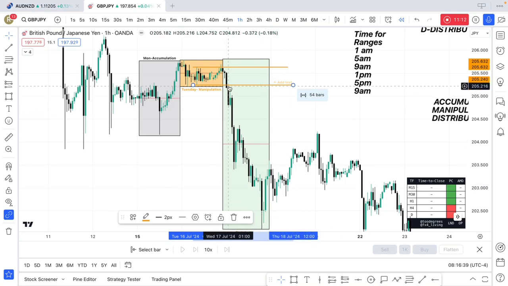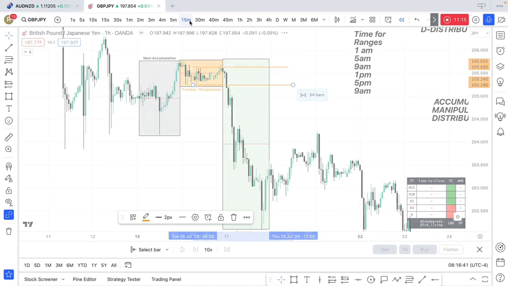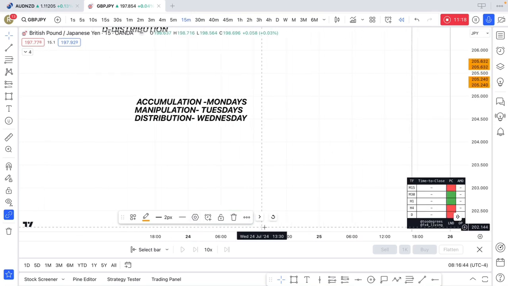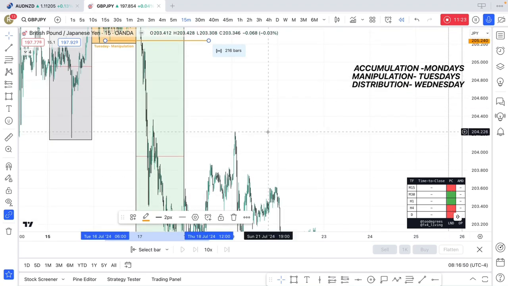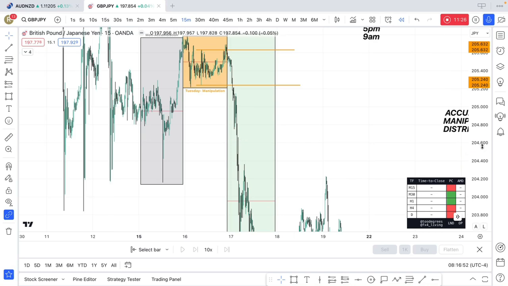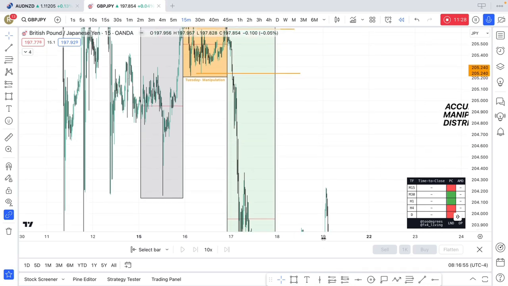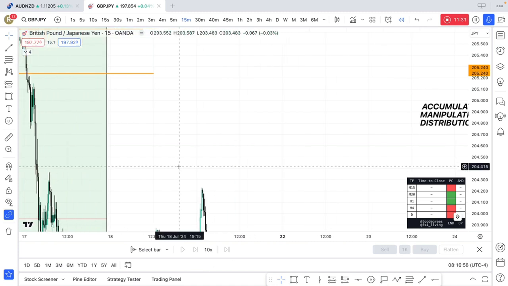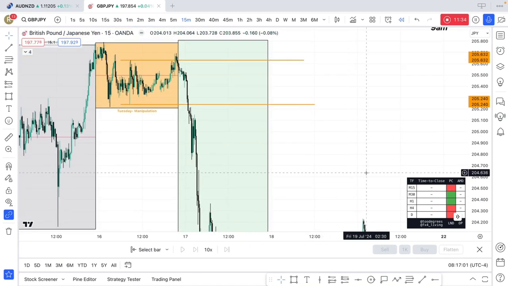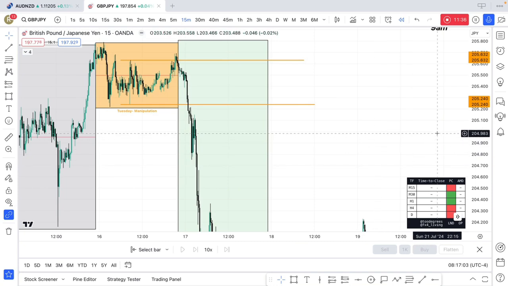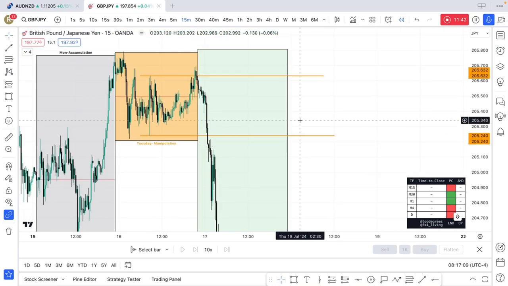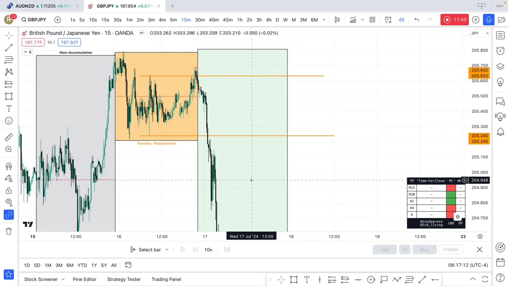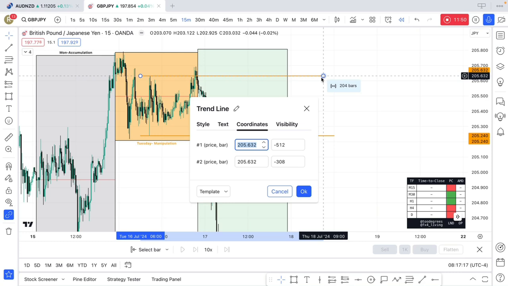Let's zoom into the 15 minutes time frame. When you go into the 15 minutes time frame, you're going to look for the order block, the order block that was able to break the 1 hour CRT high.